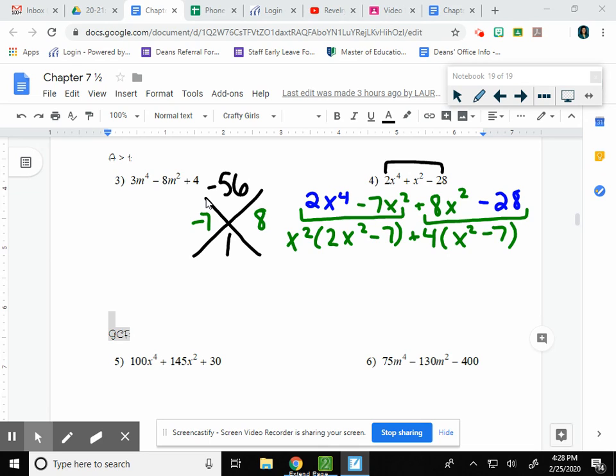So now I'm going to go ahead and set my factors equal to 0. The 2x squared minus 7 equals 0. And the other one is x squared plus 4 equals 0. Okay, so my first one, I'm going to add 7. And then I'm going to divide by 2.